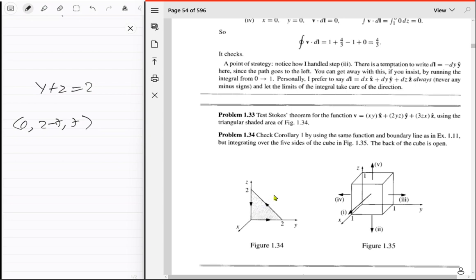Now our dr vector as we move in this direction. When t equals 0, what exactly happens? It's just y equal to 2, which is at this point. So as t increases, you go in this direction. The differential of this is just 0, negative dt, dt. That's our dr in this direction.